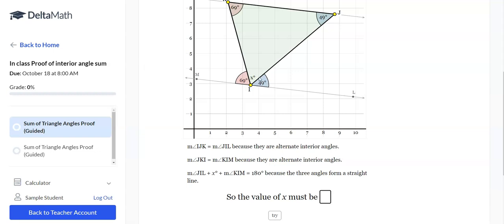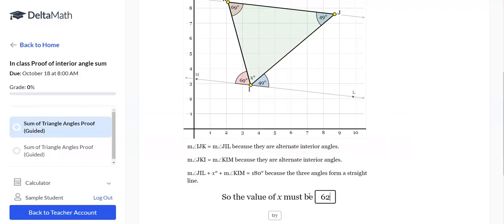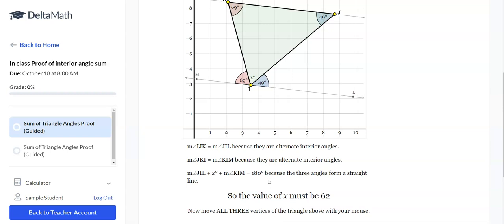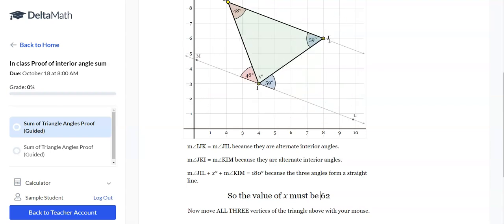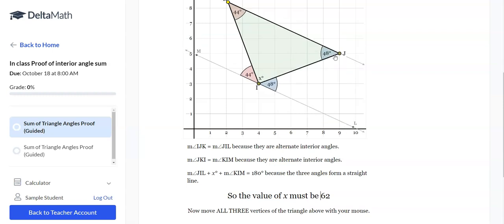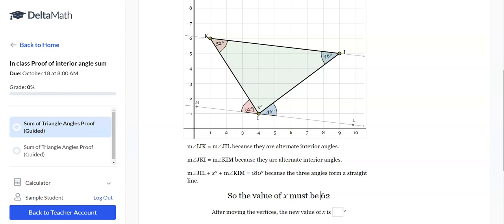So if I add 49 and 69 and subtract from 180, what do I get? I'll take 180 minus the sum of 49 and 69, and I get 62. So X here is 62. And if you notice, it wants me to move the vertices around, that's the corners. No matter what I do, those angles stay the same. They're not the same angle measures, but notice how they're always forming a straight line no matter what. All right? So this is the proof for interior angles equaling 180 degrees.